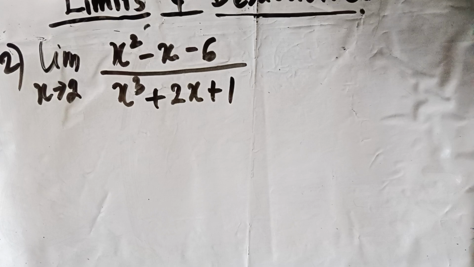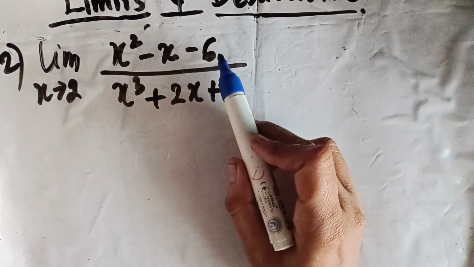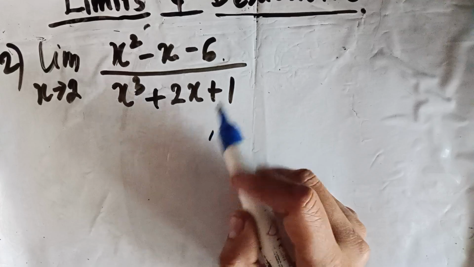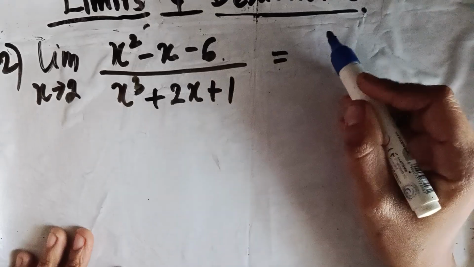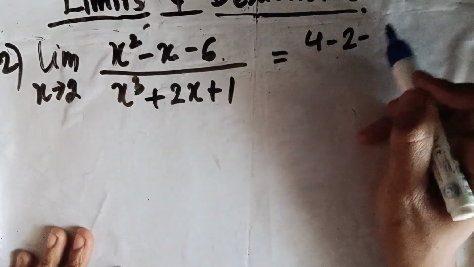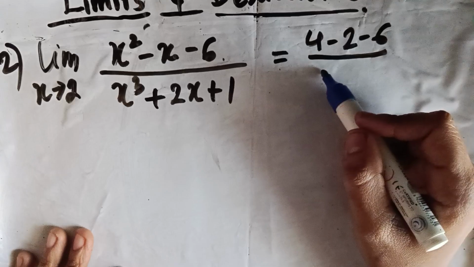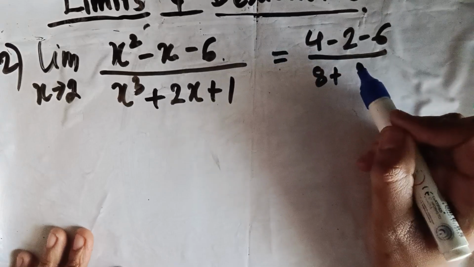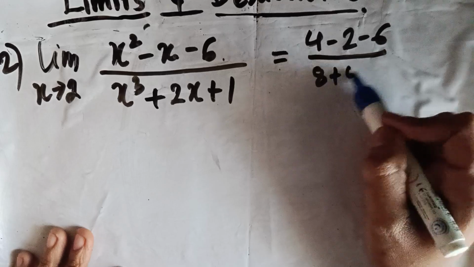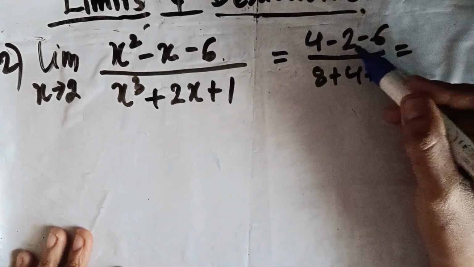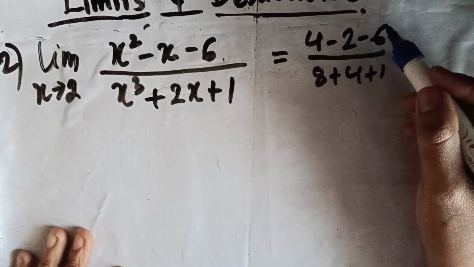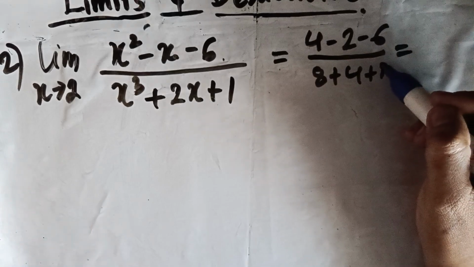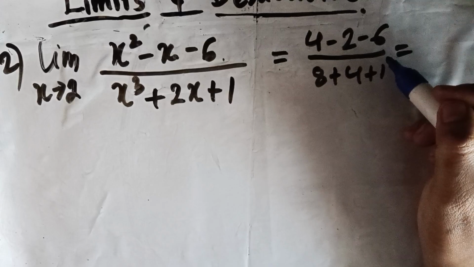Now here, this is quadratic and this is cubic. First you put value 2. Let's see what we get. 4 minus 2 minus 6 upon 4 to cube, 8 plus 4 plus 1. So we are getting minus 2 minus 2, we are getting positive values. There must be some mistake here.